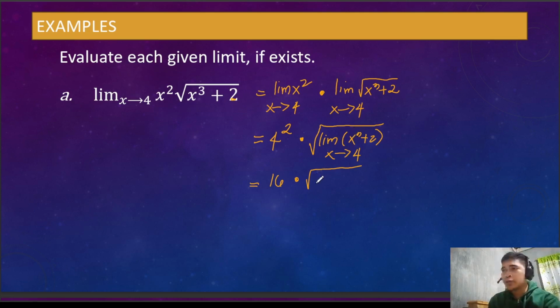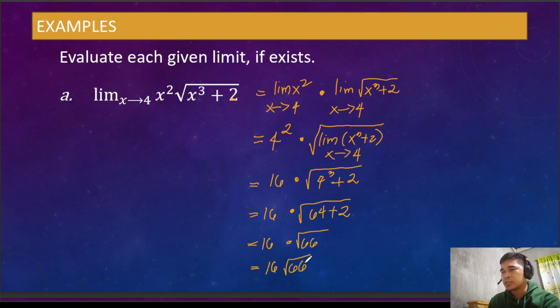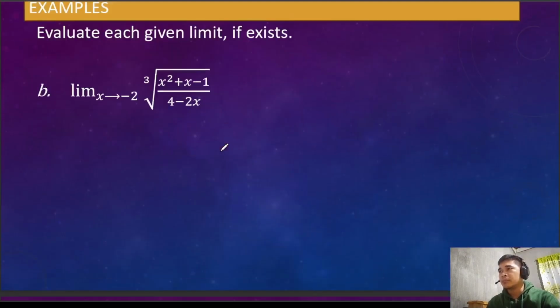So that is 4 cubed. And the limit of 2, since this is a constant, is 2. So 16 times the square root of 4 cubed plus 2. 4 cubed is 64, plus 2, so 16 times the square root of 66. So the final answer is 16 square root of 66. That is the limit of x squared times the square root of x cubed plus 2 as x approaches 4. So that's it. Next example.